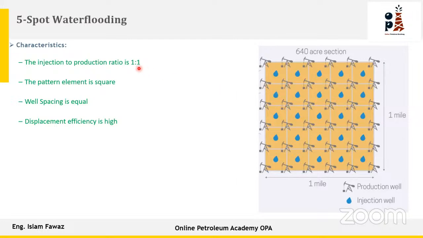So this pattern is a square, where the spacing is equal. You have to design this in your simulation model, and run sensitivities to find which well spacing is optimum in order to get the maximum from this field. Also, the displacement efficiency for this 5 spot is very high.